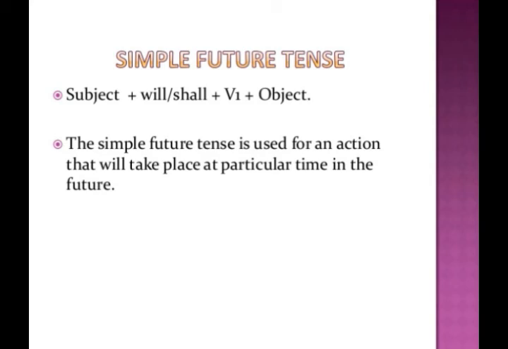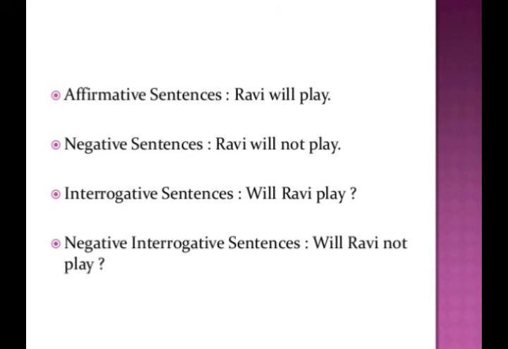For example, Ravi will play. It's an affirmative sentence of future tense. Ravi will not play. It's a negative sentence. Will Ravi play? It's an interrogative sentence. While will Ravi not play? It's a negative interrogative sentence of future tense. Simple future tense.